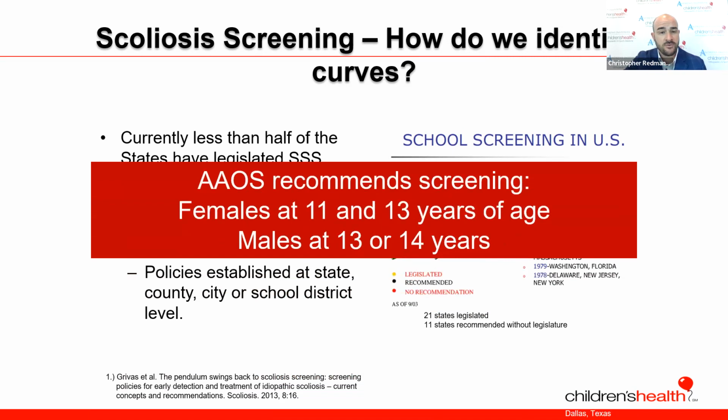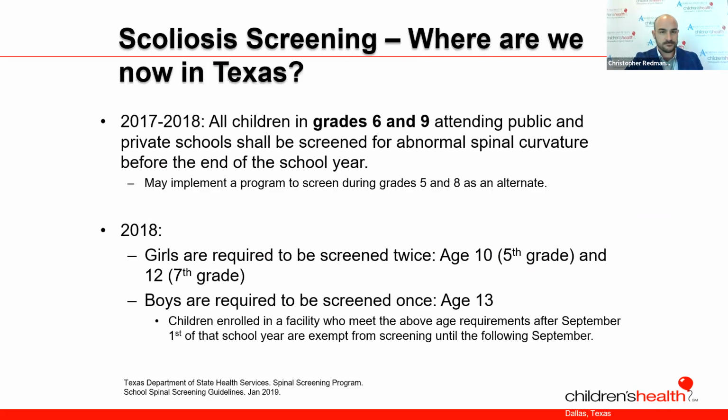The American Academy of Orthopedic Surgery, though, recommends that screening should be performed in all females twice, at both ages 11 and 13, in order to gain those early puberty patients and then also the later ones, and then males only once at either age 13 or 14. We know it's less common for males to develop significant curvatures and scoliosis, and therefore we find it less necessary or less beneficial to screen males twice compared to females.